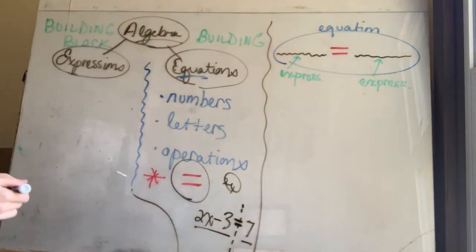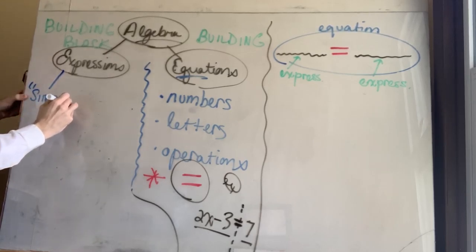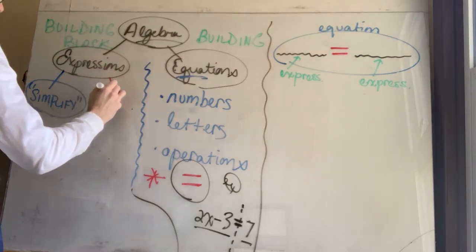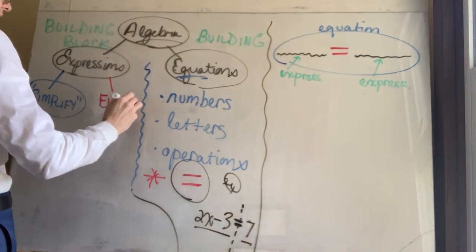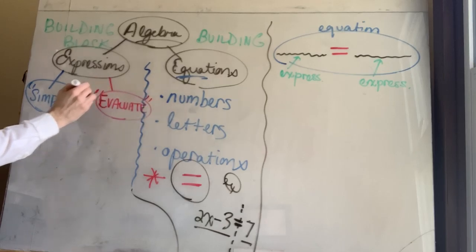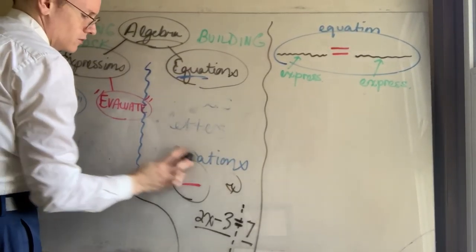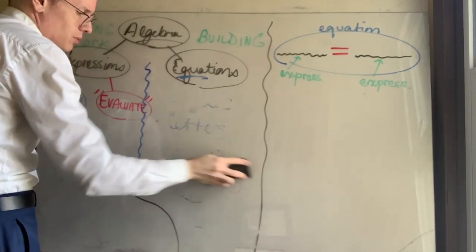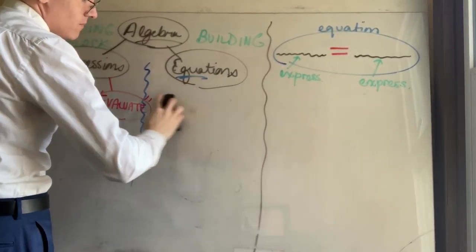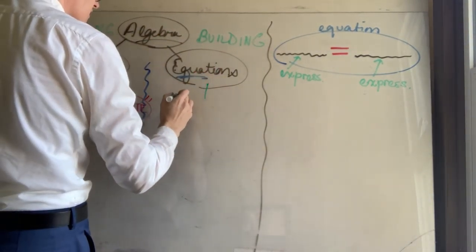All right, in a nutshell, when you're dealing with expressions, you're going to see instructions like this. It's going to say simplify. And then sometimes they'll just refer to it as evaluate. When it comes to equations, the telltale instruction is really neither of those. The telltale instruction for equations is solve.